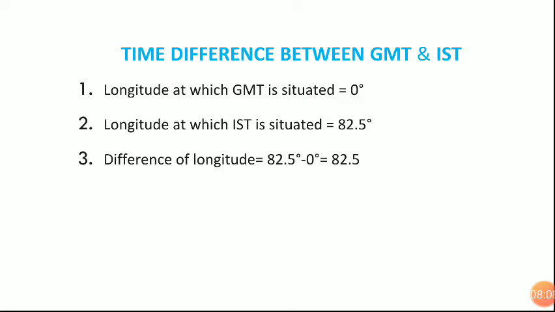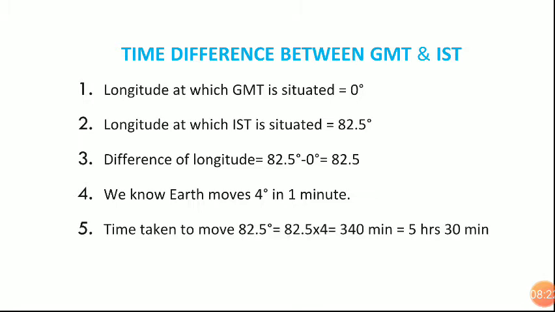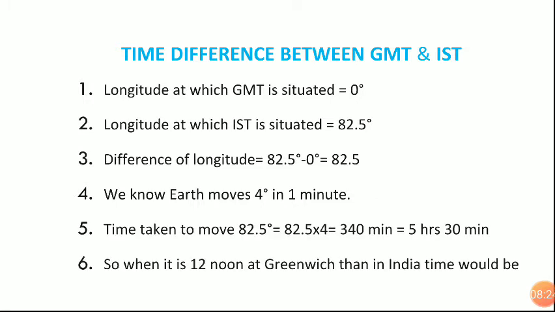What will be the result? It will be 82.5. Now the concept, Earth takes 4 minutes to move 1 degree. So for 82.5 degrees, how much time will it take? 330 minutes, right? And when you divide that 330 minutes by 60, you would get 5 hours 30 minutes.